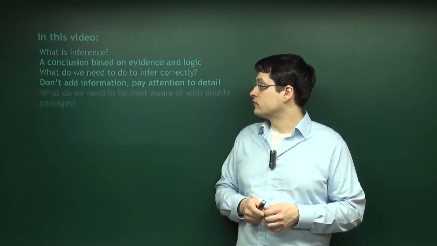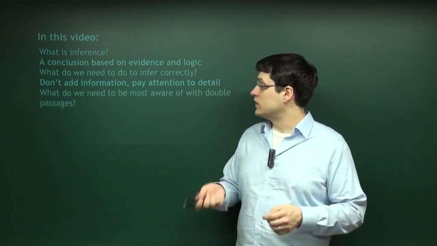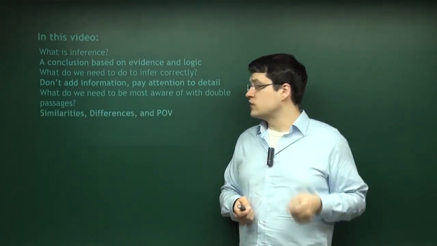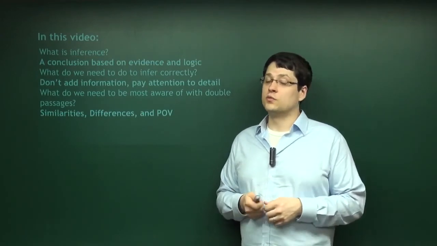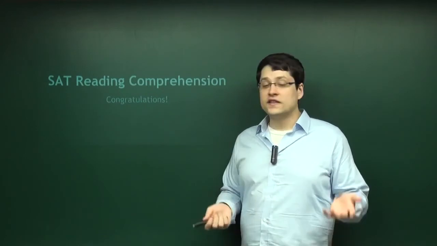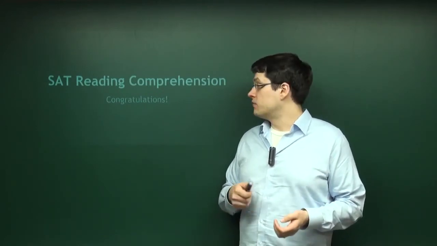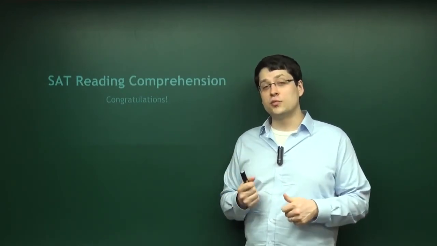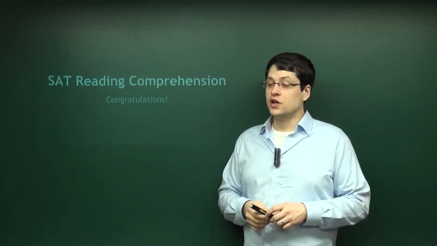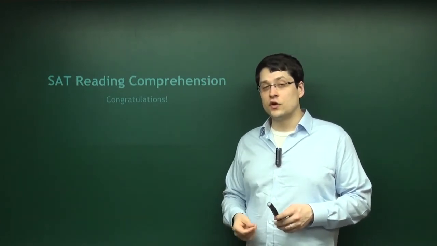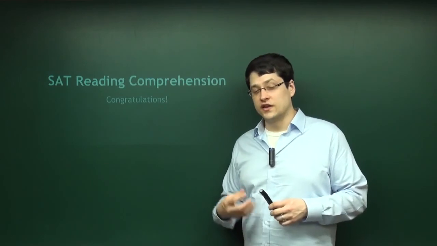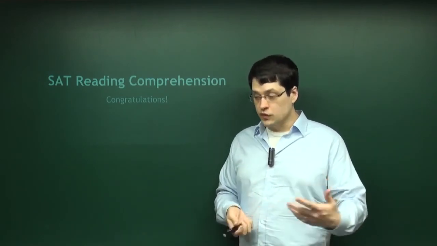It's very important. And what do we need to do to be most aware? What do we need to be most aware of with double passages? We need to be aware of similarities, differences, and points of view, and how those points of view relate to one another. So, finally, we're at the end of the reading comprehension section. This is all the strategy you'll probably need for improving your reading comprehension. The things to look for, the main ideas and the tones, and knowing what kind of tricks they like to pull in the answer choices, you're ready to go.